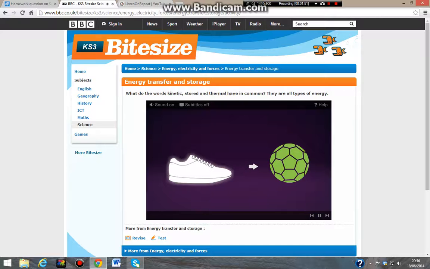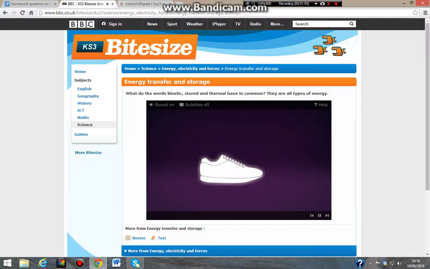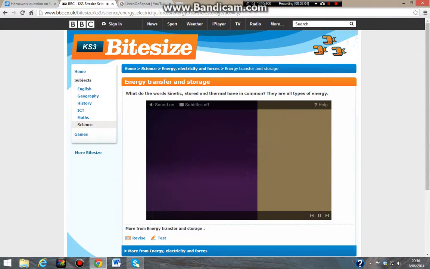Let's say you use the stored energy in your leg muscles to kick this ball. Nice. Your kick transferred energy to the ball and set it moving. We call movement energy kinetic energy. When it hits the wall, the ball's kinetic energy gets transferred again, this time into sound energy.